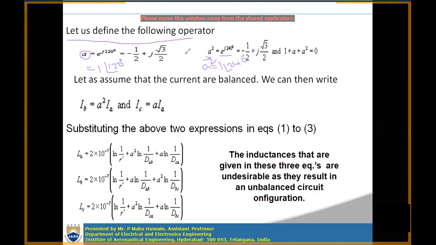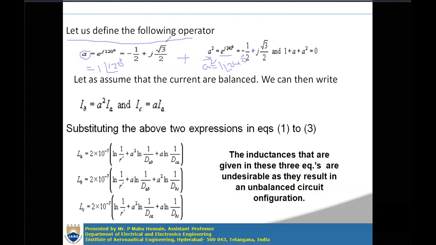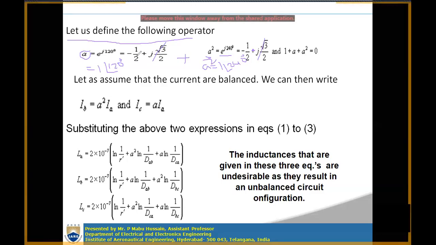Okay. So now you are going to sum these two, which is A plus A square. When you do A plus A square, this j root 3 by 2 and minus j root 3 by 2 will get cancelled. So A plus A square will be equal to minus 1 by 2 minus 1 by 2, which is minus 1. Right. So then finally you can write the expression as 1 plus A plus A square is equal to 0. Okay.